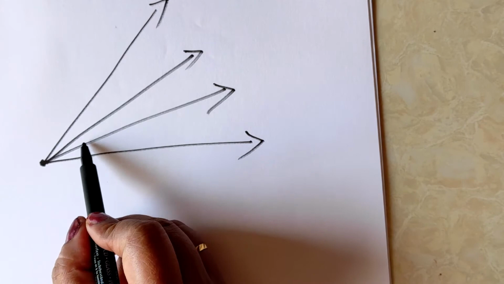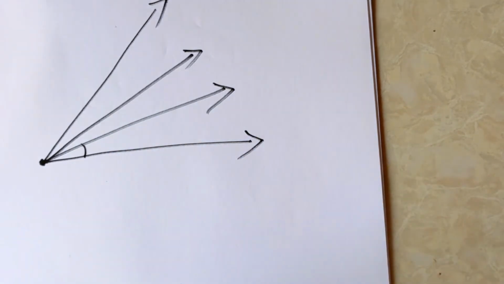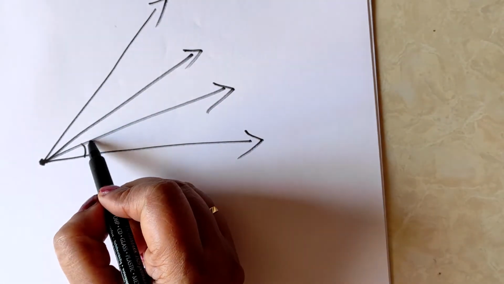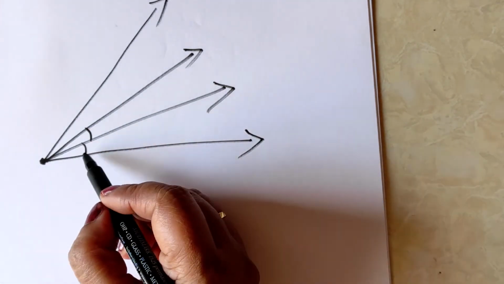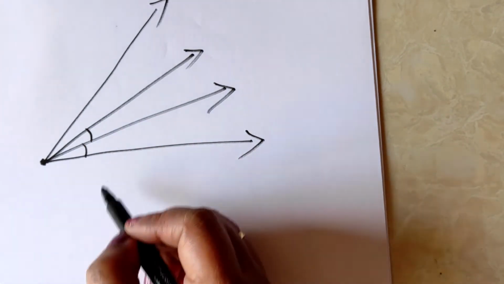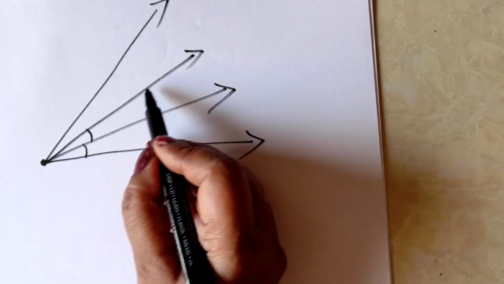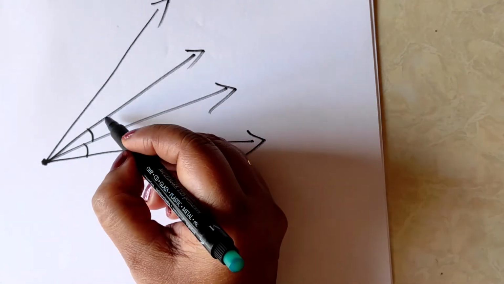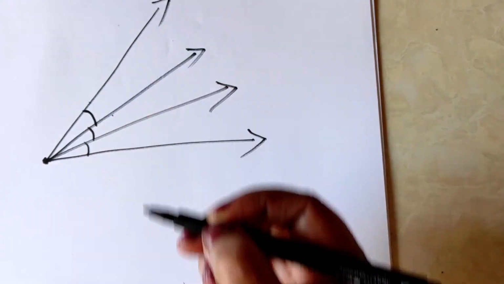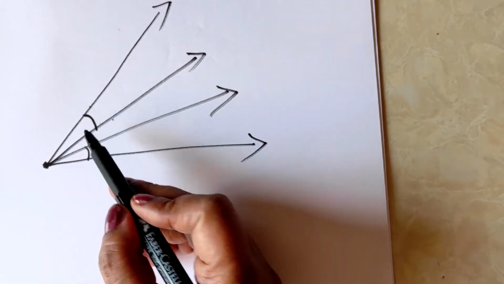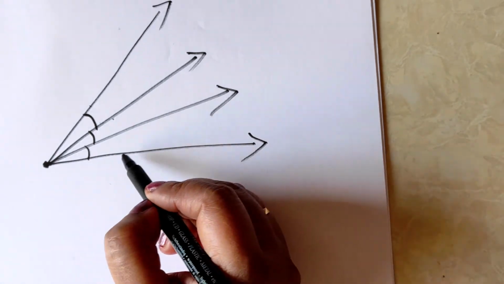First, we'll take these 2 arms. So this is one angle. I'm counting. Now, between these 2 arms, I can take another angle. If I draw here, it will be confusing, so I'm showing in a different place. Between these 2 arms, I'm making another angle. Now, between these 2 arms, I'm taking another angle. Now, 1, 2, 3 plus.